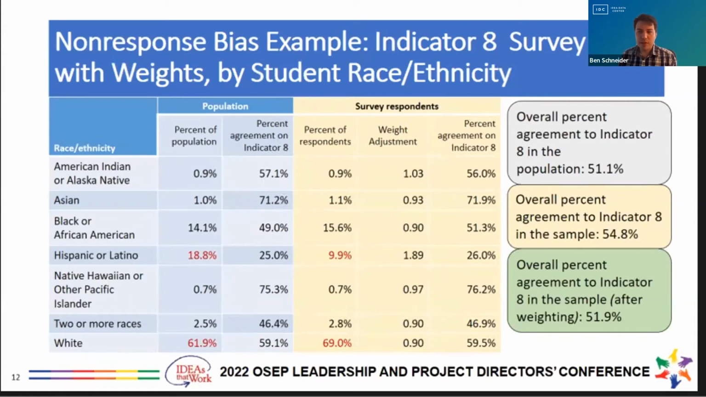When we use the weights to calculate percent agreement for indicator 8 based on data from survey respondents, our percent agreement becomes 51.9%. In this hypothetical example where we know the true population percent agreement is 51.1%, we can see that the weighting adjustment has helped reduce non-response bias.